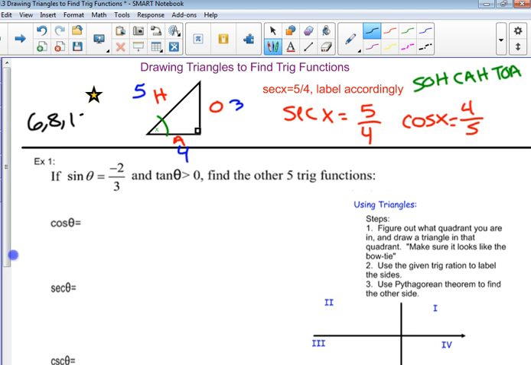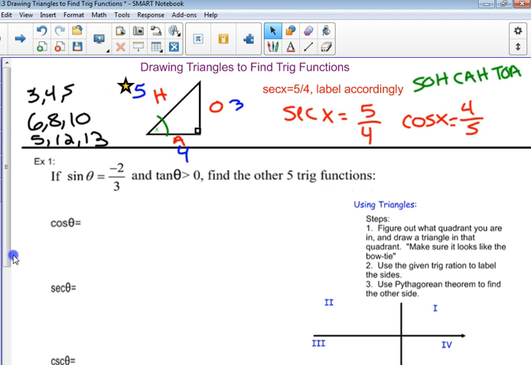Is it 6, 8, 10? Yeah, it's a good one. Oh wait, that's 3, 4, 5. 3, 4, 5, and 5, 12, 13. No, there's another one. There's another one too? Because 6, 8, 10 is one of the 3, 4, 5. Oh, it is a double.